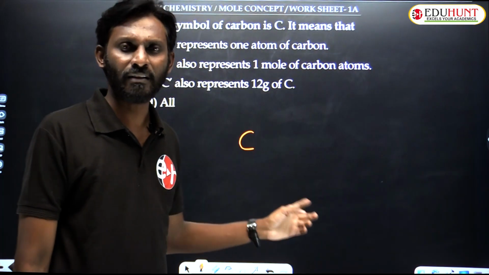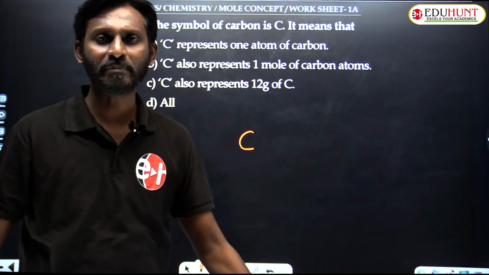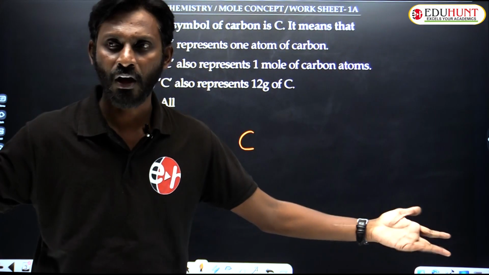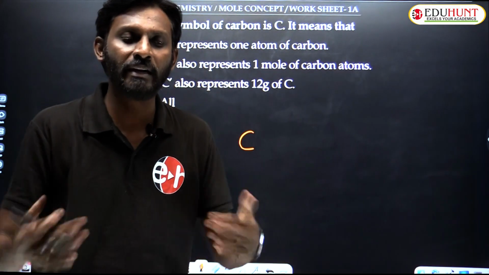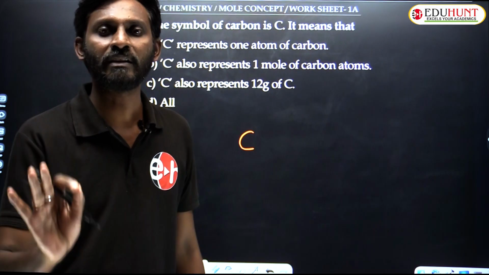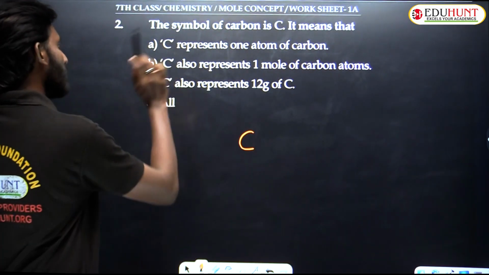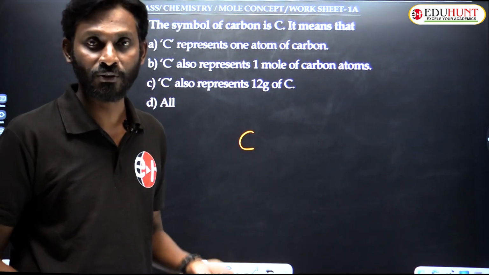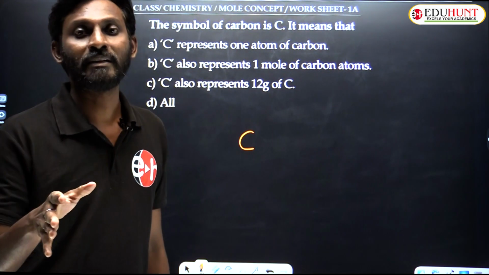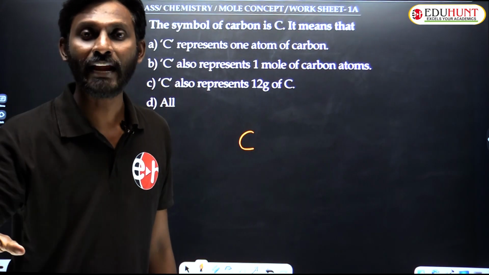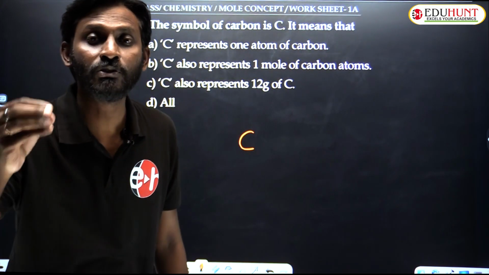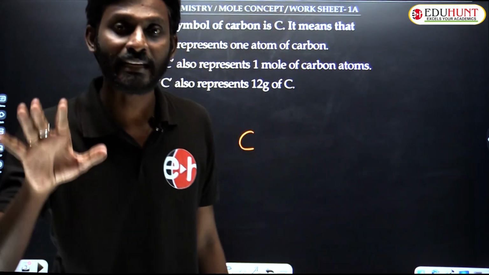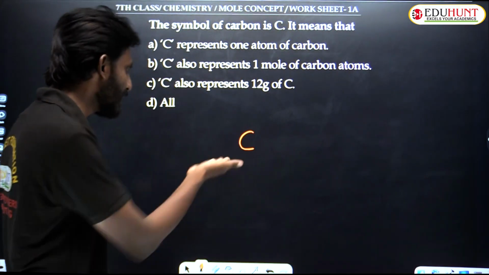With this symbol you can represent one atom or 10 atoms or any number of atoms. You take any number of carbon atoms, but all those carbon atoms belong to the element carbon, and that carbon is represented with the symbol C only. So that can be the answer. C also represents 1 mole of carbon atoms. Yes, of course, I told you. You take 100 atoms, 1000 atoms, 1 mole atoms, 2 mole atoms. Any number of carbon atoms can be represented with the same carbon symbol C.